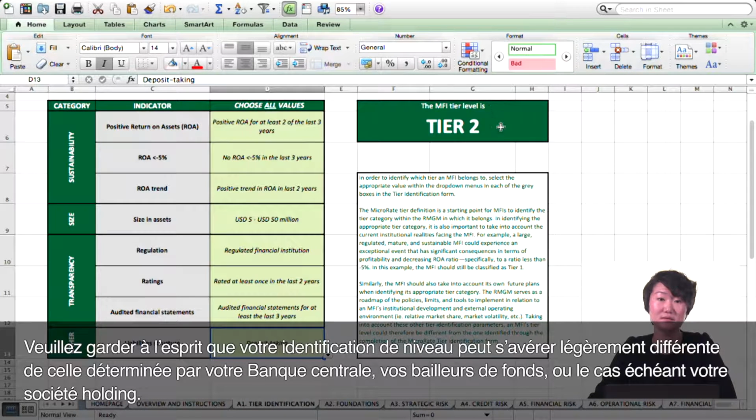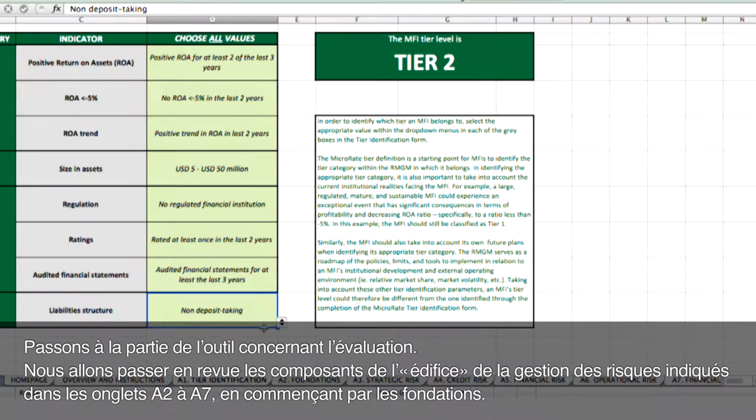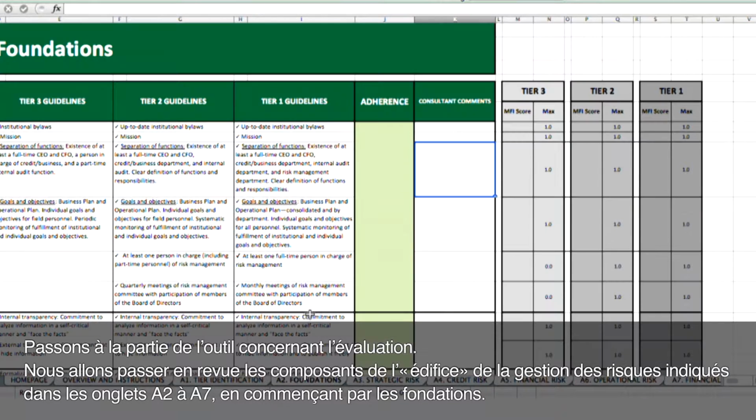Keep in mind that you may have slightly different tier identification determined by your central bank, funders, or holding company, but for the purpose of this tool, we'll identify our example institution according to the parameters shown here, which have been adopted from Microrate's tier definition. Moving on to the assessment part of the tool. We'll go through the risk management house components indicated on tabs A2 through A7, beginning from foundations.